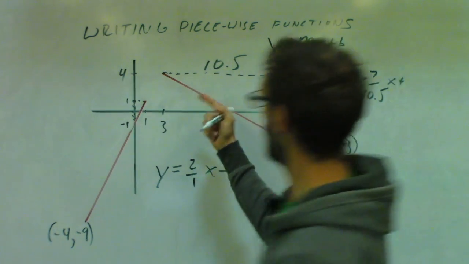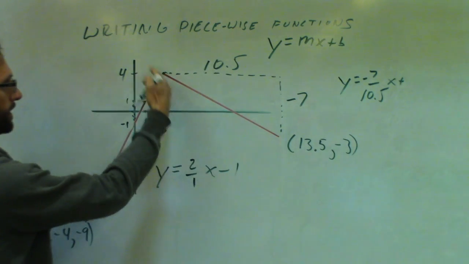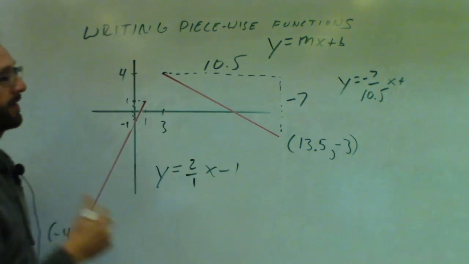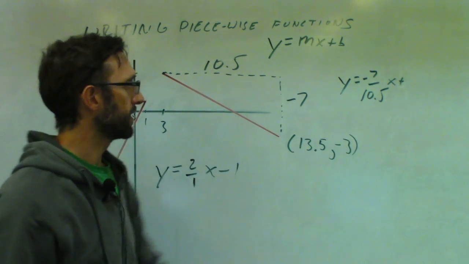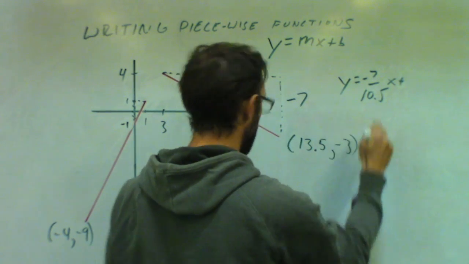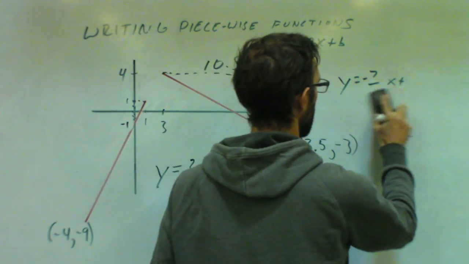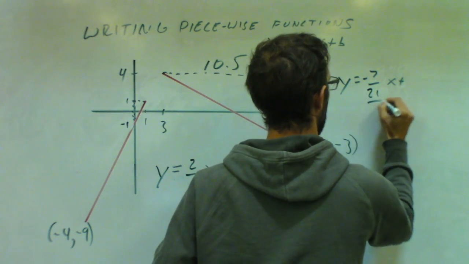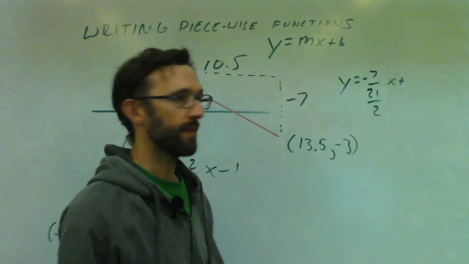So we need to figure out a way to find where it crosses up here. There are many ways to do this. Here is one way to do it. Simplify this fraction, 7 over 10.5. 10.5 is written as 21 halves. That's what 10.5 is right there.